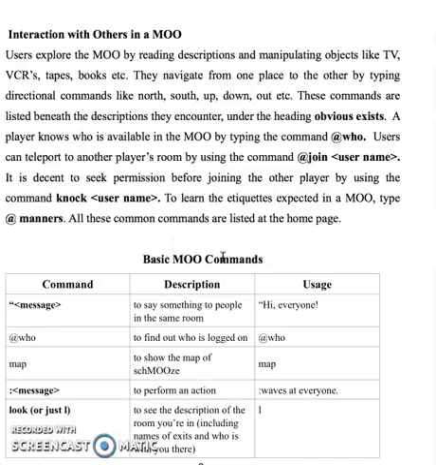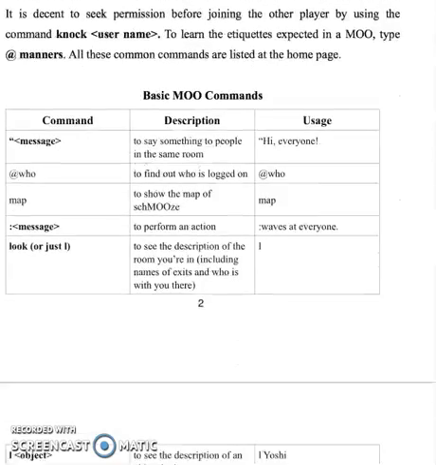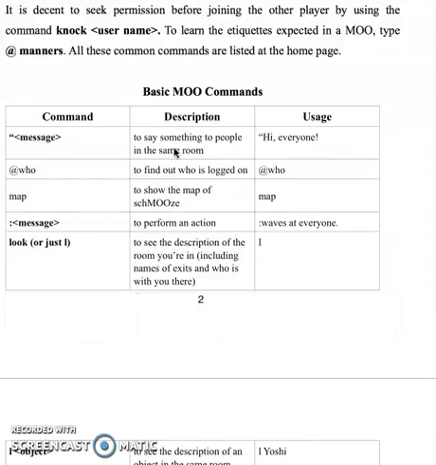Basic schMOOze commands are also given here. For example, if you want to say something to people in the same room, that is to give them a message, into inverted commas, you write the message. You want to find out who is logged in, @who. To show the map of schMOOze, just type map.